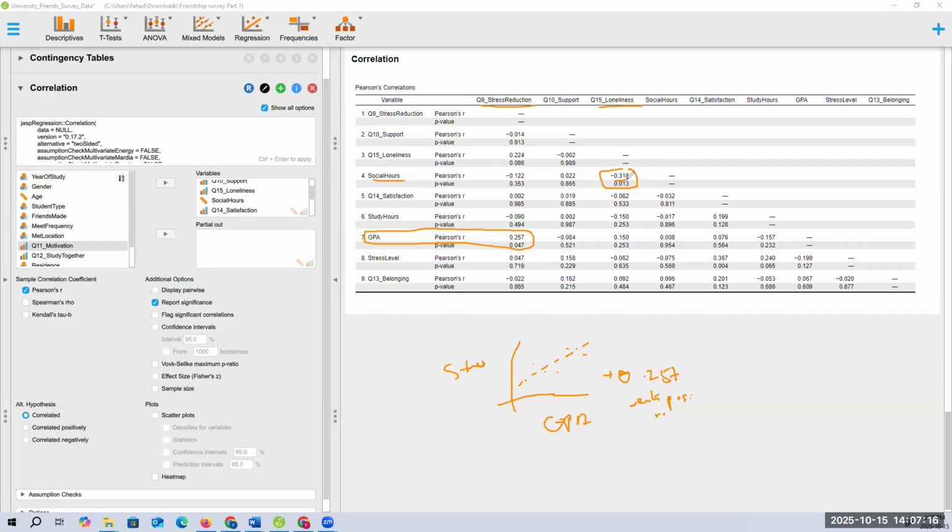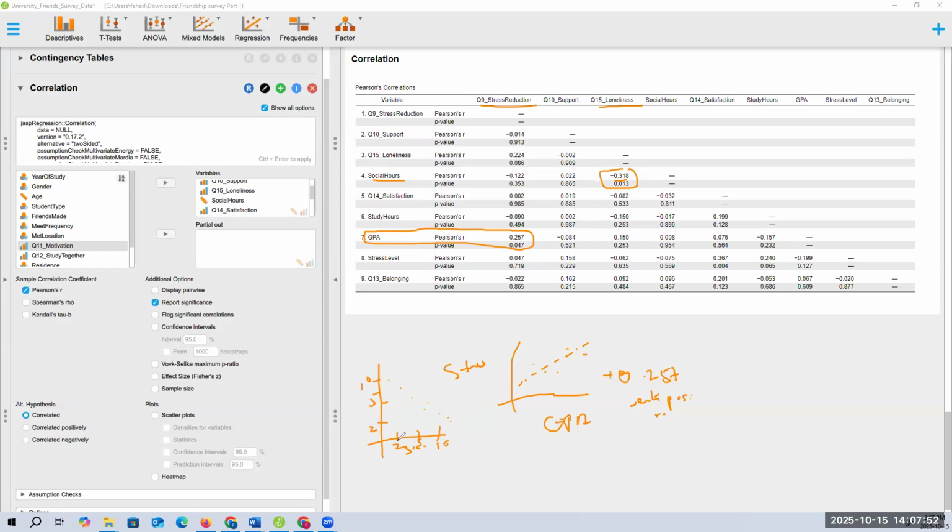Social hours and loneliness. I think this is a good way to explain it. So in terms of loneliness, you have social hours. So let's say there's 2, 5, and 10. And then you have loneliness over here, 2, 5, and 10. So that means this is a negative relationship. So the higher the loneliness, 10, the lower the number of social hours. That makes sense.